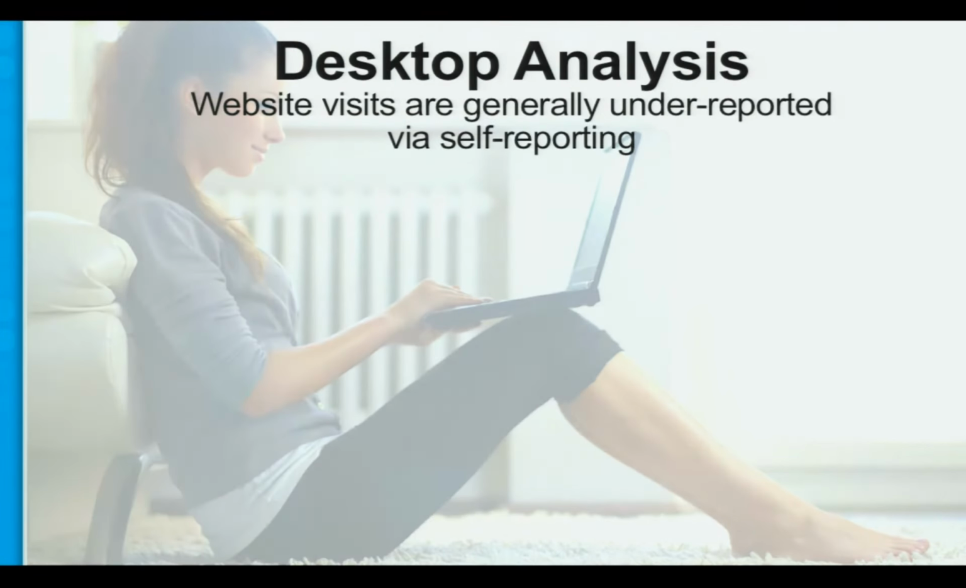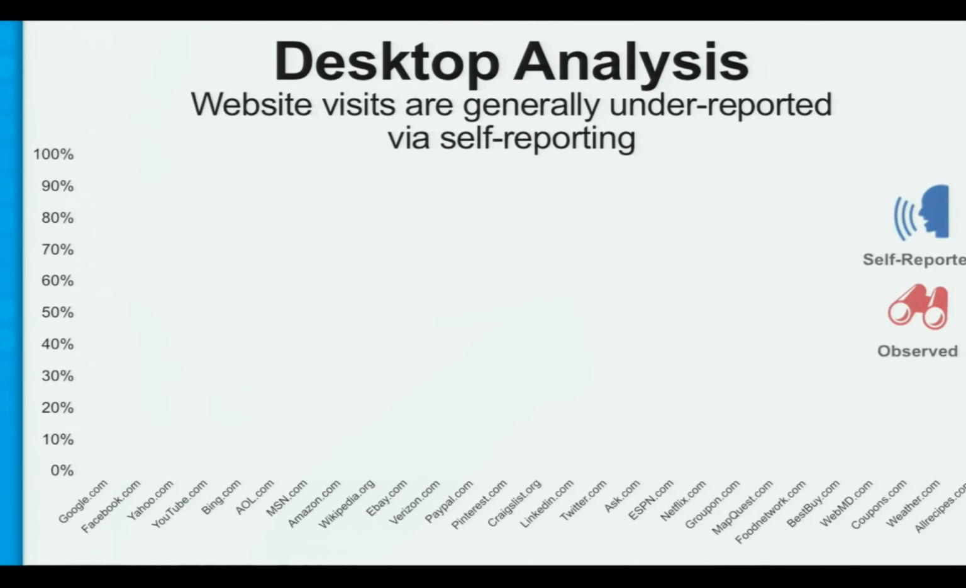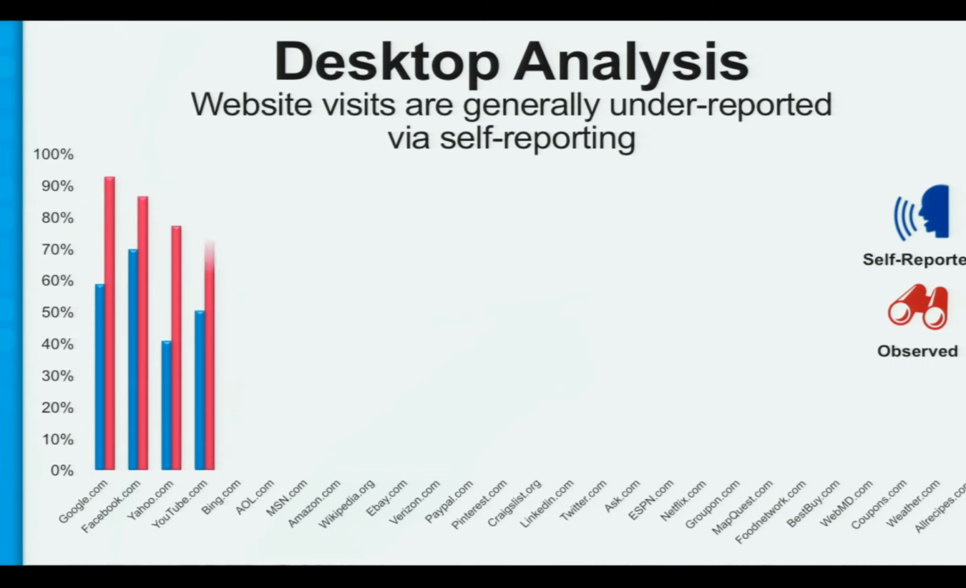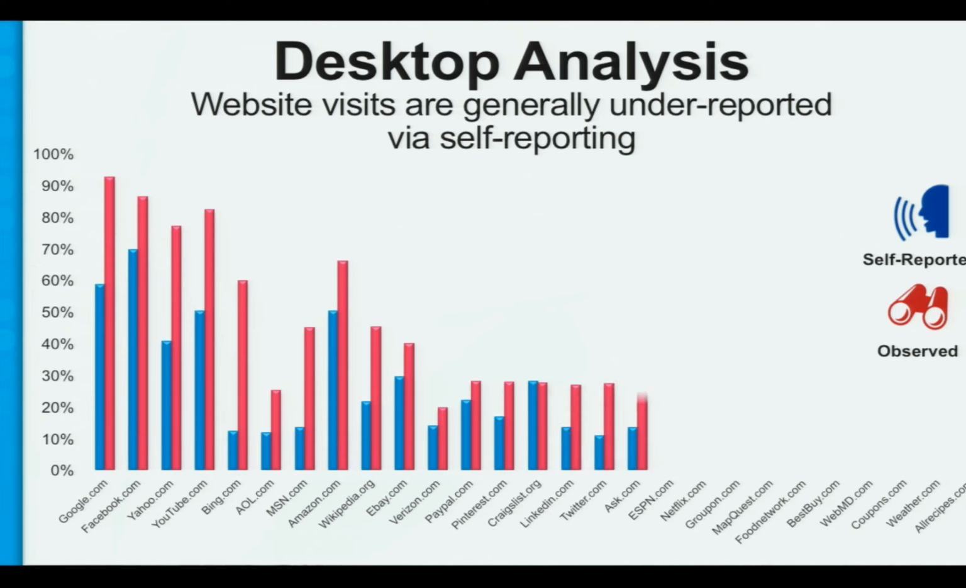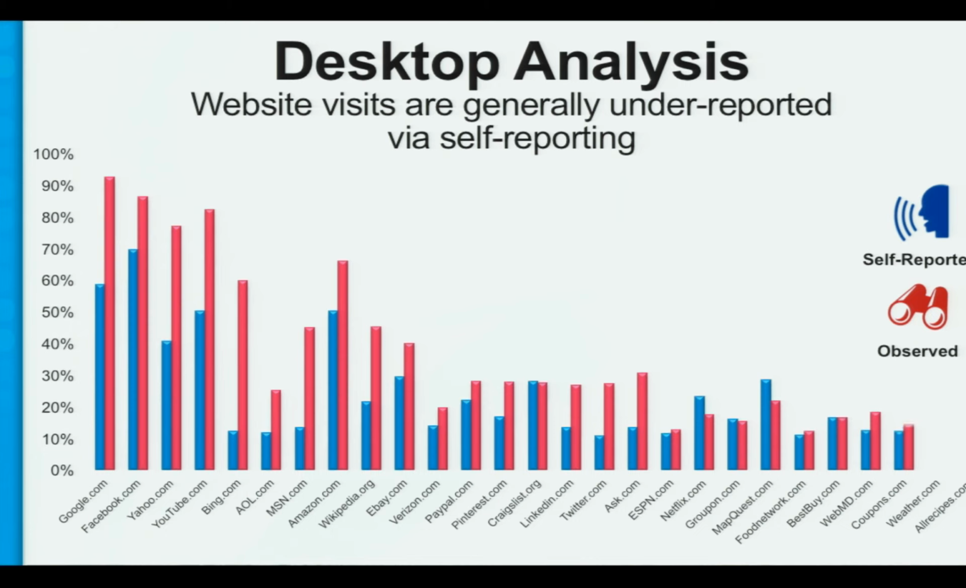Well, okay, so that's mobile. What about desktop? Desktop, again, has an underreporting problem via self-reporting. So this is a little bit tougher. It's a bit of an eye chart because I show all 27, but you can see the pattern where the red bars of observed and the self-reported bars in blue are not lining up. Okay, and again, the top observed and the top self-reported also don't line up.